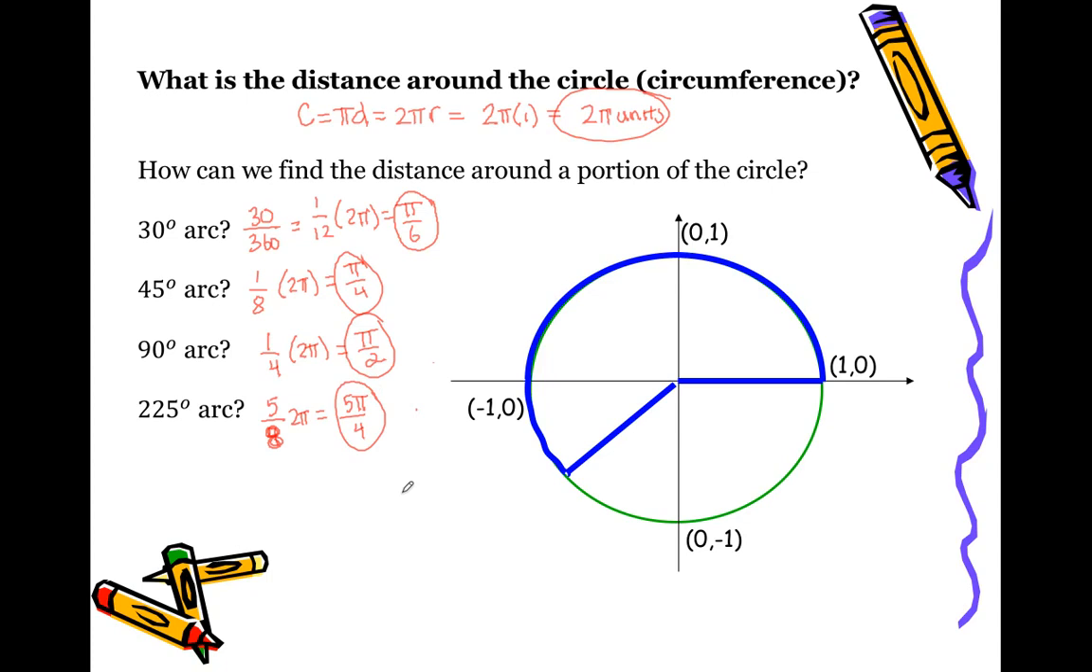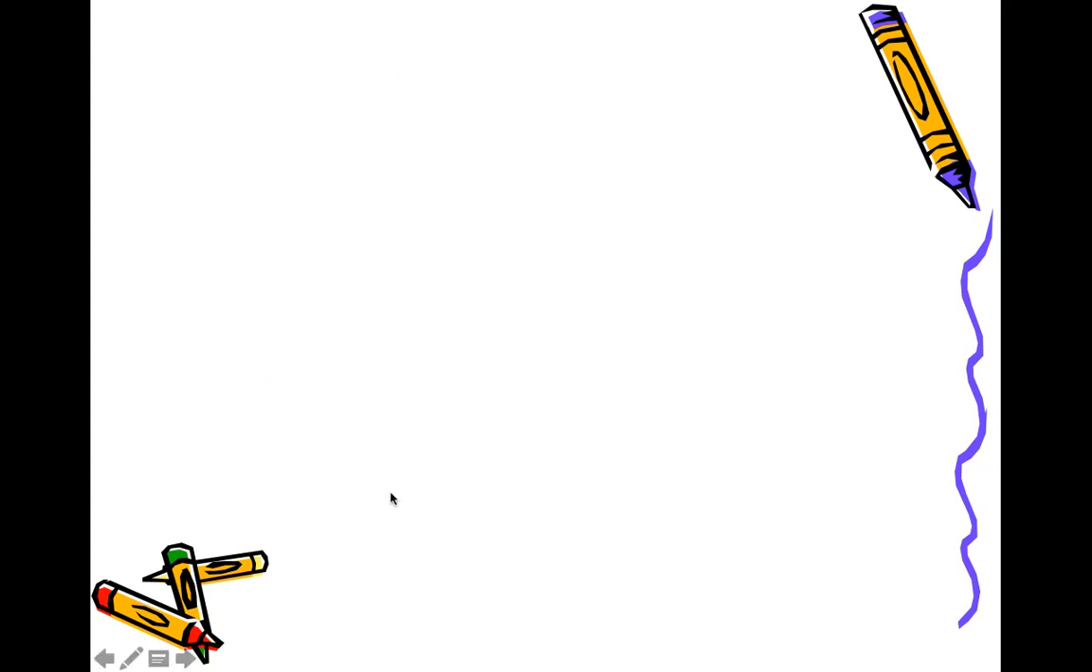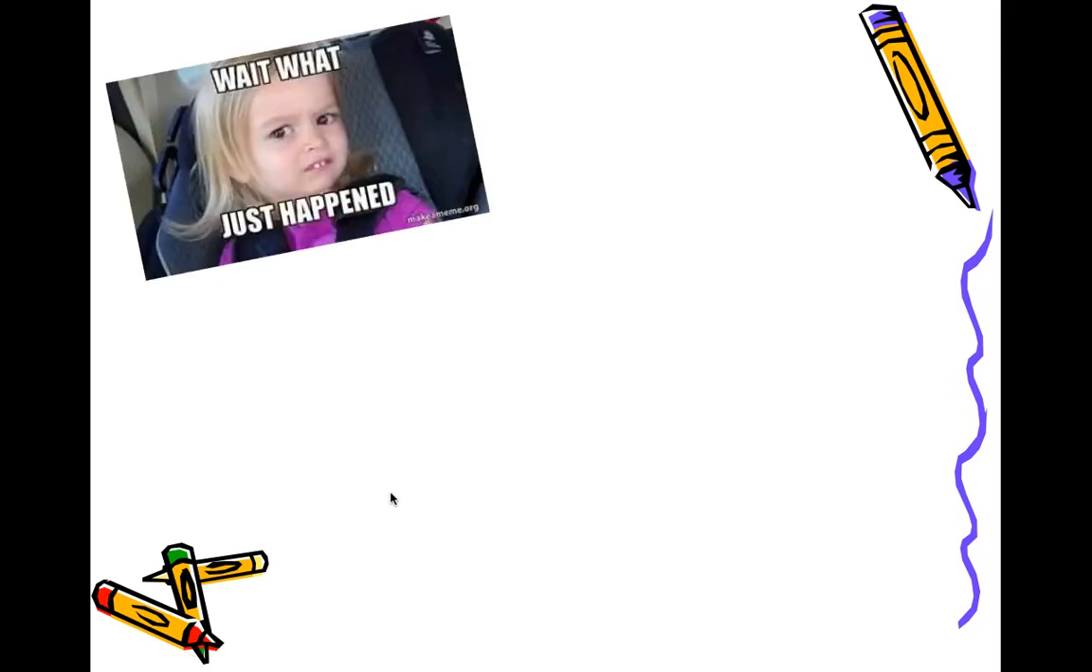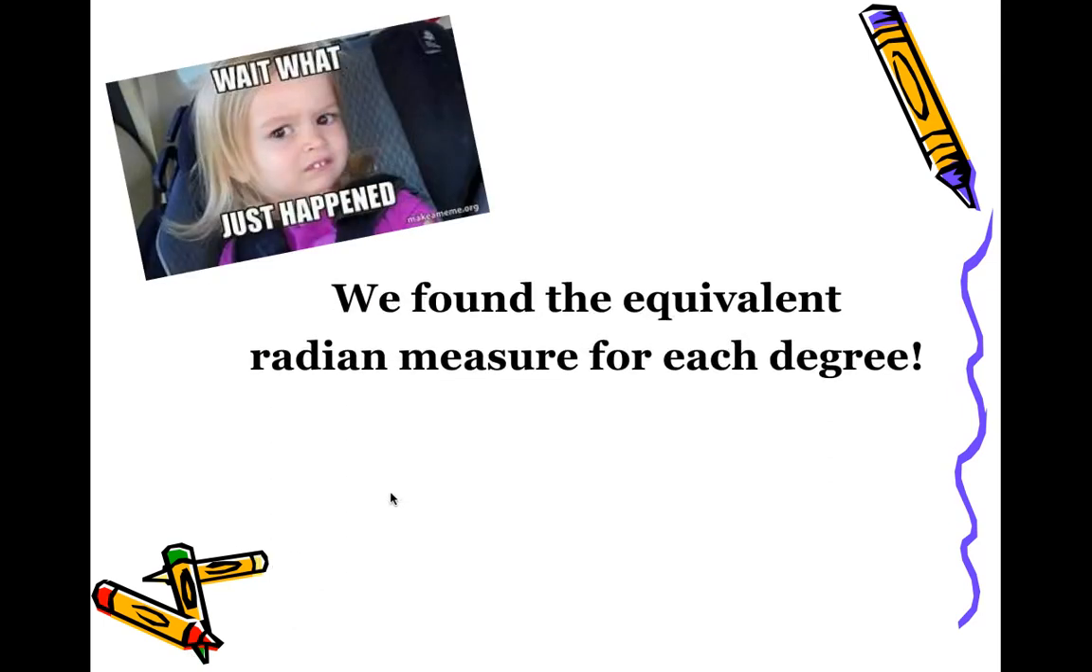So what's happening here? What just happened? We actually found the equivalent radian measure of each one of those degrees. That's really what we did. So 30 degrees is pi over 6 radians. 45 degrees is pi over 4 radians, right? We did that 225, that one that I just screwed up at the end, was 5 pi over 4 radians. So we're finding the radian measure. When I'm asking you to tell me how long that part is, it's really just the radian measure.